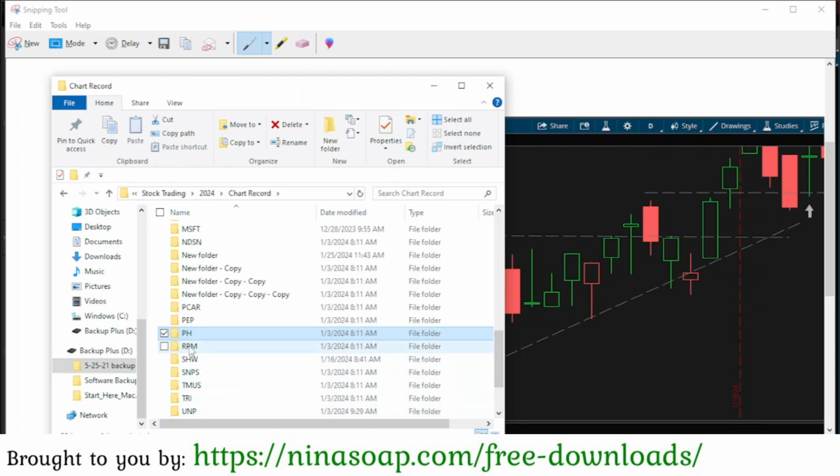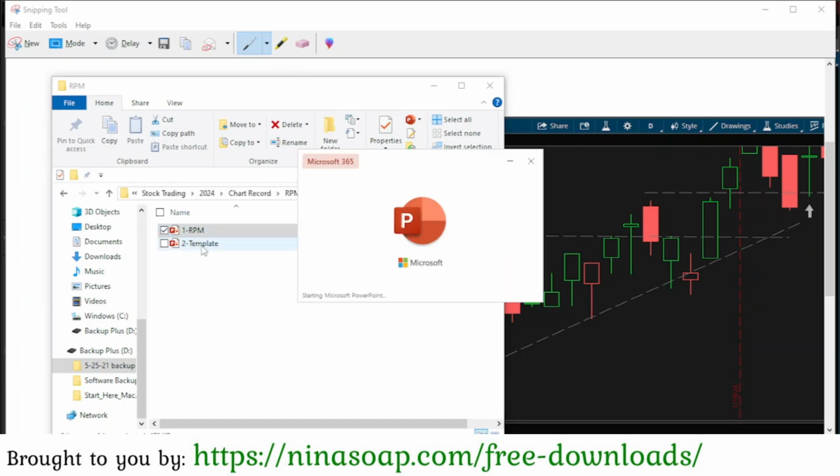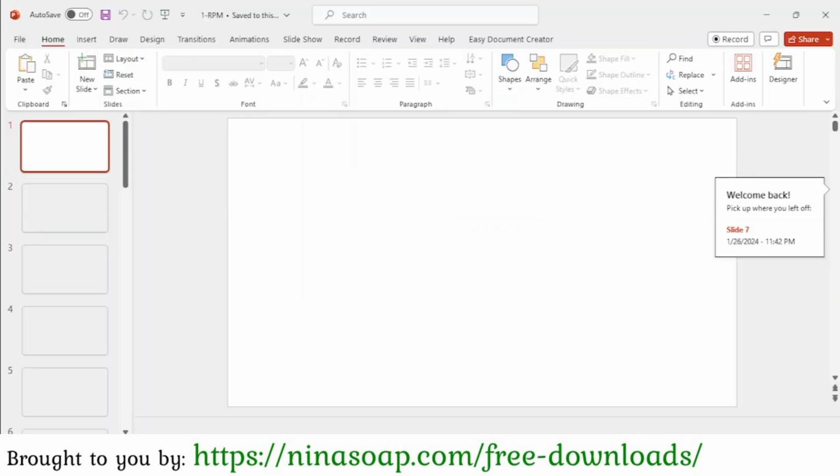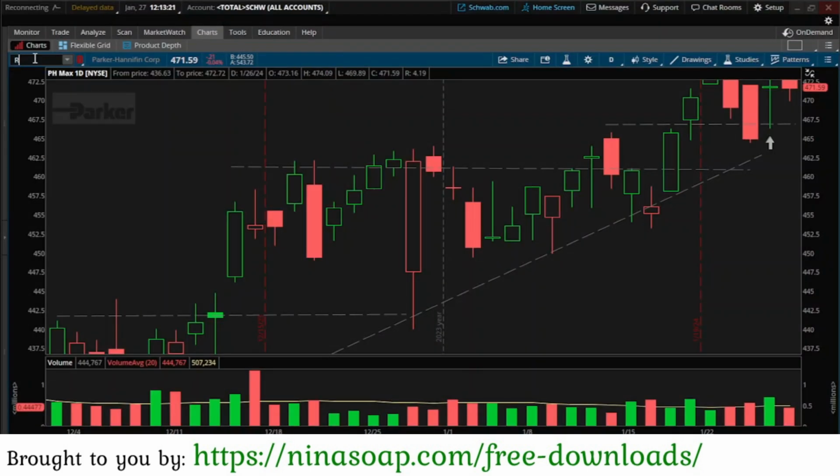And that will be RPM. When you are going to make this trading journal, it might be a good idea to just save a sample of the PowerPoint. That way you can just copy and paste and change the title to the symbol of the stock, RPM.